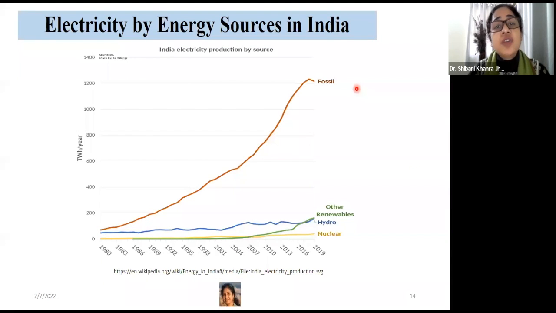Now let's focus on electricity by energy sources in India. As you can see here, it is a very common result, which is known to all of us.